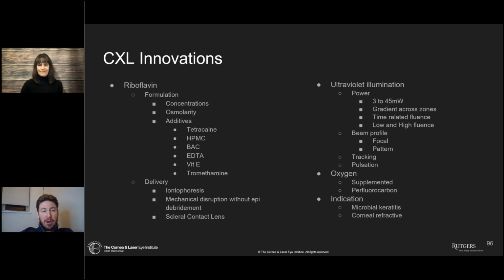Why do we limit our talk to the epi-off procedure? It's because that's what's approved in the United States. Globally, there's a ton of different innovations, changes to riboflavin, the way that the riboflavin is delivered, the UV light, the power, the time, the tracking, pulsation, the ability to saturate the eye and give us more supplemental oxygen, and even the indications. We can use it in some cases for corneal refractive, but also for treatment of microbial keratitis, because of the energy that's created can burn up bacteria and viruses.